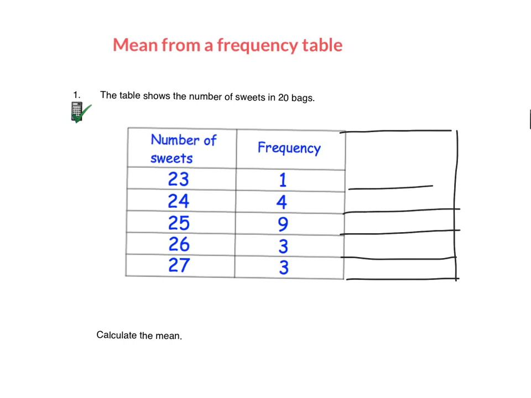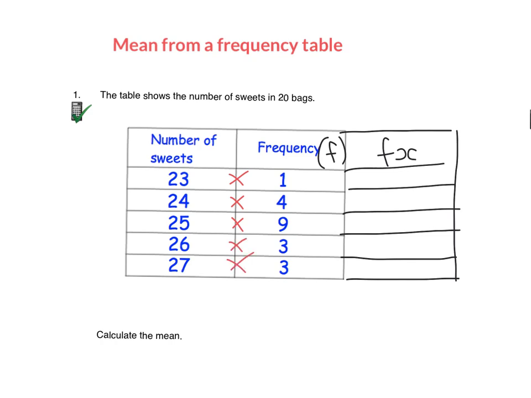And this column is called the FX column. Okay, the frequency is just really, we shorten it to F sometimes. Now, knowing what to put in the FX column, all we do is simply multiply the number times the frequency.